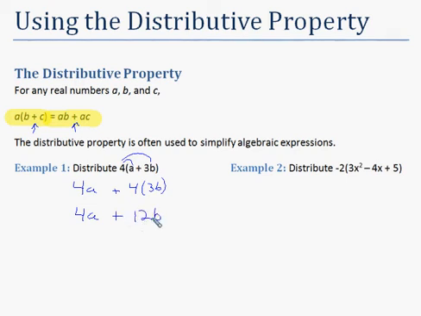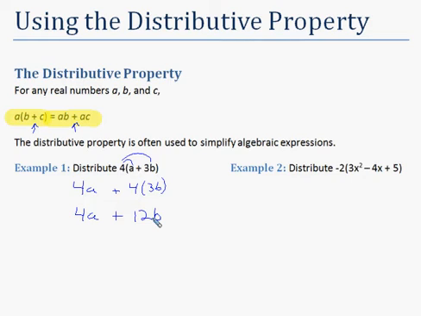And that's the simplicity of the distributive property. If you think of the word distribute that we use in everyday life, you're giving things out to different people usually, and you're distributing them. So we're distributing that 4. That 4 goes with the a, and the 4 goes with the 3b.